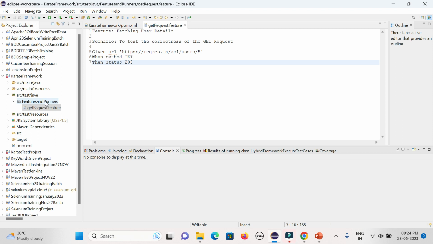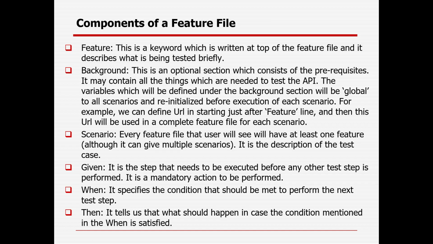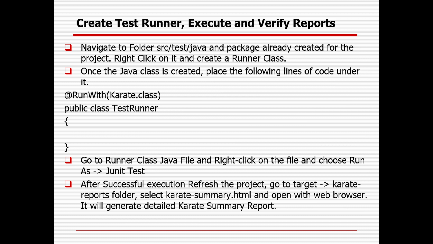The runner class should always be in the same package, so that you can easily do the setup for it. Once my features file is created, before creating the runner class, let's try to understand what it is all about. What is Feature? This is a keyword written at the top of the features file, and it briefly describes what is being tested. So a feature is a high-level scenario, and under the feature you can have scenarios, which describe modular, granular functionality.